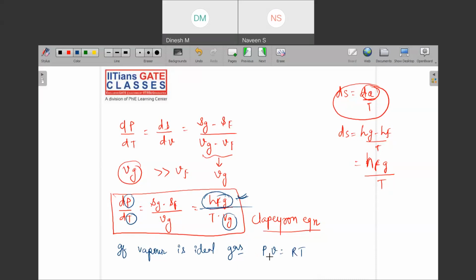Why am I writing RT? Because I have written V as specific volume. Specific volume is volume per unit mass. So now, can I write down Vg is equal to RTs upon Ps? Ts is saturation temperature, Ps is saturation pressure.